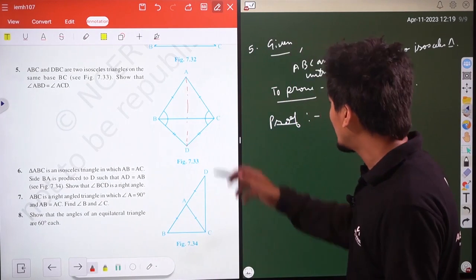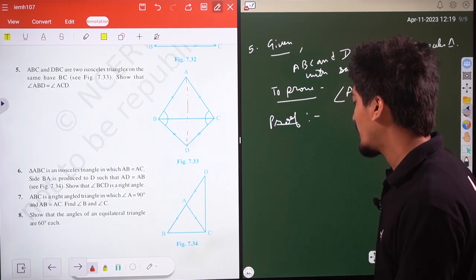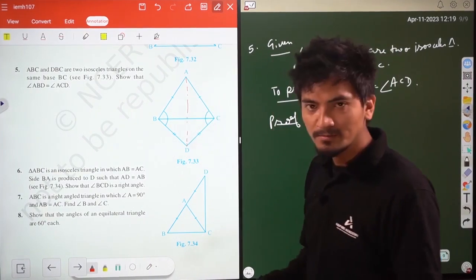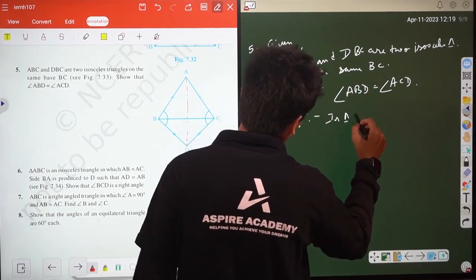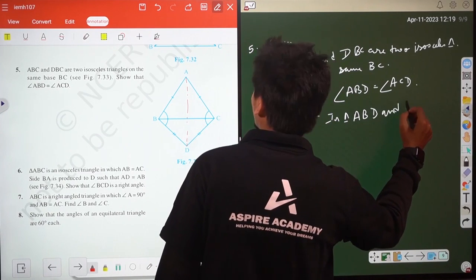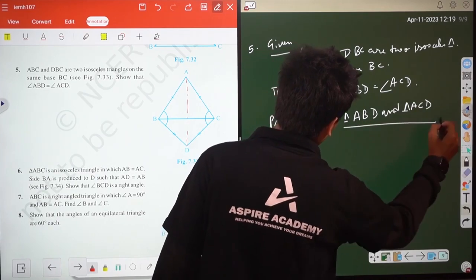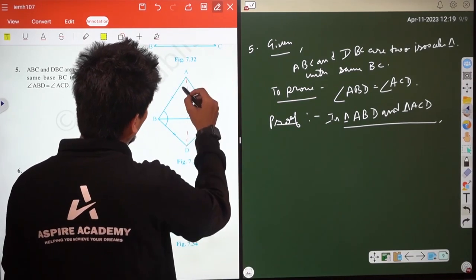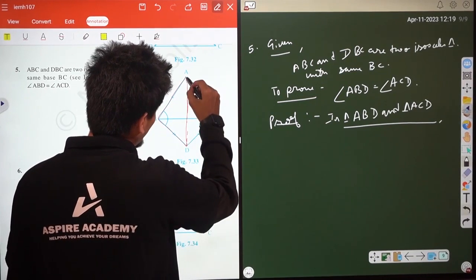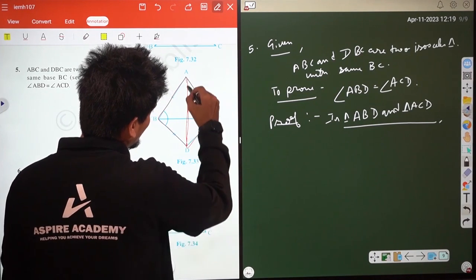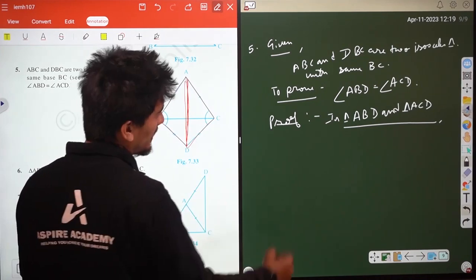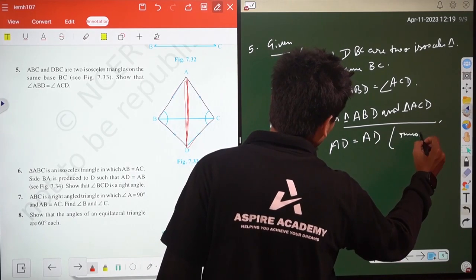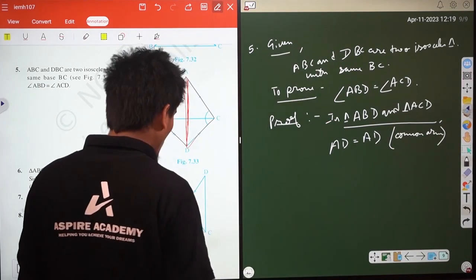Since these are the two triangles, in triangle ABD and triangle ACD, AD is the common side. If I take this triangle and this triangle, which is the common side? AD is the common side, so I can write AD is equal to AD. Why? Because it is the common arm.